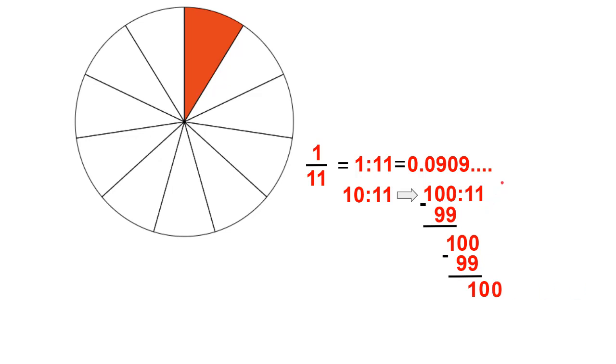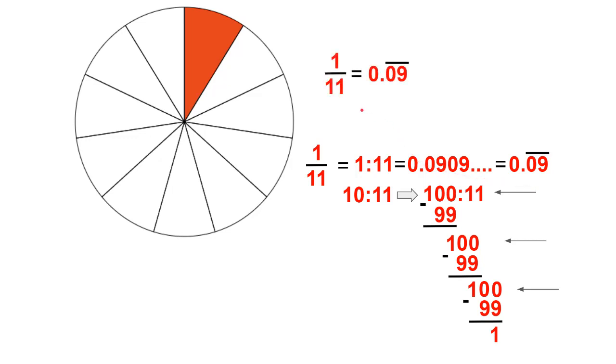So, I think you got the point by now. So we write it like this. 0.09, and as you can see, 0909. So in this case, two digits are recurring. Both the 0 and the 9. This is how you mark it. You put the recurring sign over the repeating digits, and we get that 1 over 11 is 0.09, where the 0 and 9 are recurring.